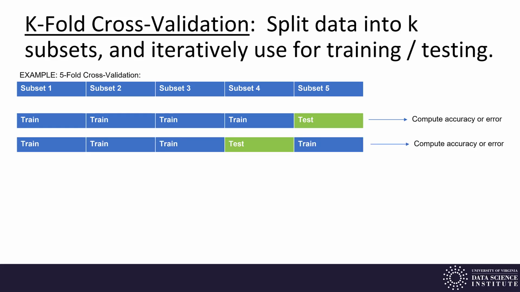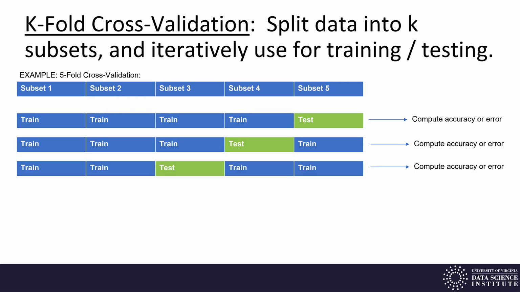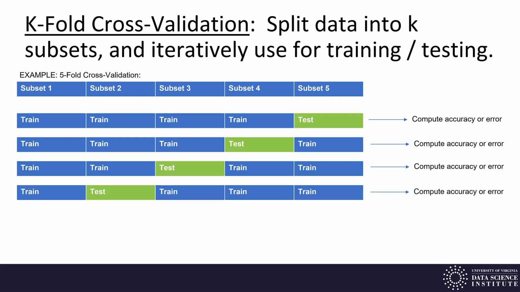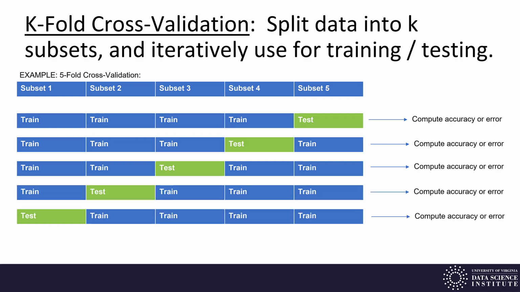Then we train on a different set of 4 subsets, and we use subset 4 as our test data. The next time through, we use subset 3 as our test data and the rest for training, and subset 2 for our test data and the rest for training, and then subset 1 for our test data and the rest for training. You can imagine that the accuracy or error that you compute by averaging these is going to give you a more robust measurement of accuracy or error.